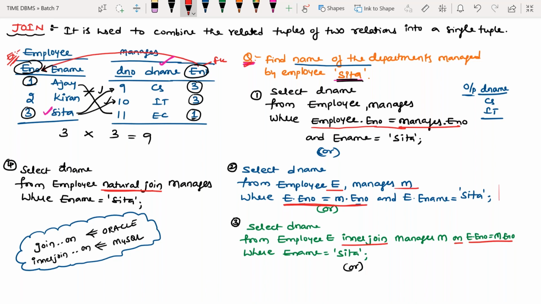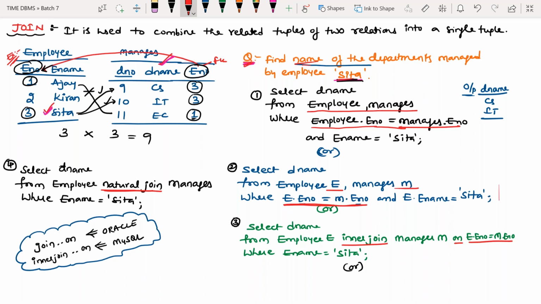First, you should understand which tables this query requires. Name of the department is required, so that is in the managers table. Employee Sita is there in the employee table. It means it requires processing data from more than one table. In such cases, we have to use join operations. Whenever we require more than one table, you have to write all the tables in the from clause.